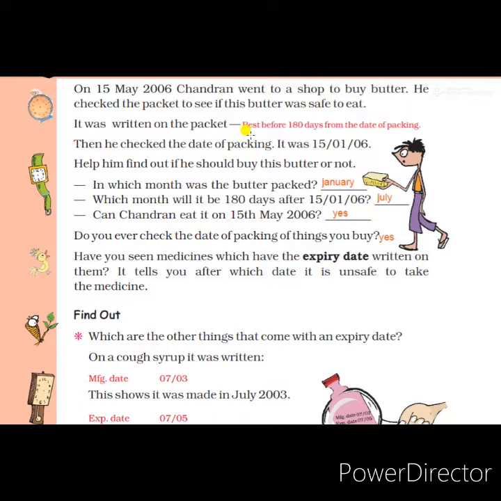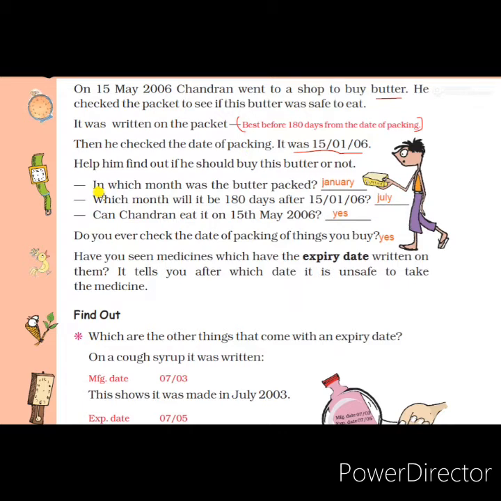On 15th May 2006, Chandran went to a shop to buy butter. He checked the packet to see if this butter was safe to eat. It was written on the packet, best before 180 days from the date of packing. When he checked the packet, the date of packing was 15/1/2006. That means 15th January 2006. Help him to find out if he should buy this butter or not.